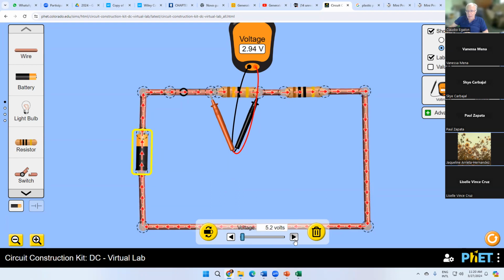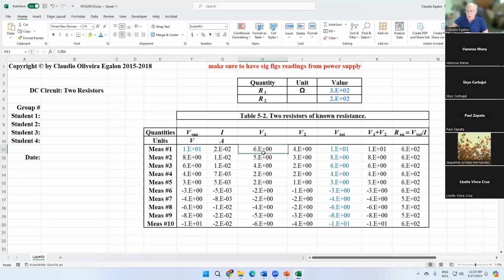Okay, 4, 6, 8, and 10. So what are we doing? We're doing this column right in here, V1, which is the voltage across the first resistor. We already did this column with this column here. Now we're doing this column with this column here. And now we're going to do this other one here.